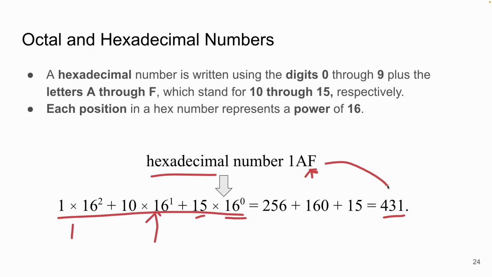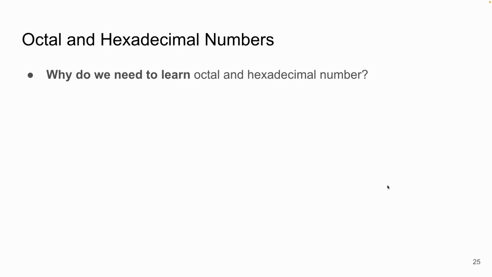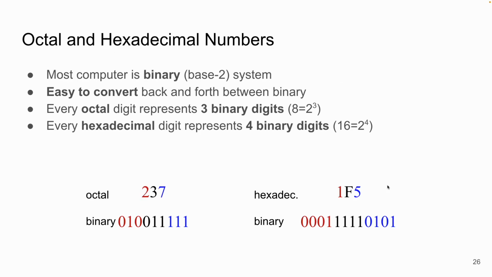Okay, so now I want to talk about why we need to learn those octal and hexadecimal numbers, because in daily life we don't really calculate everything in octal and hexadecimal, right? And in the programs we wrote right now, it seems that we can directly use decimal numbers to do all the calculations. So why do we need to learn those two awkward or new representations? The reason is that we need to understand the computer.